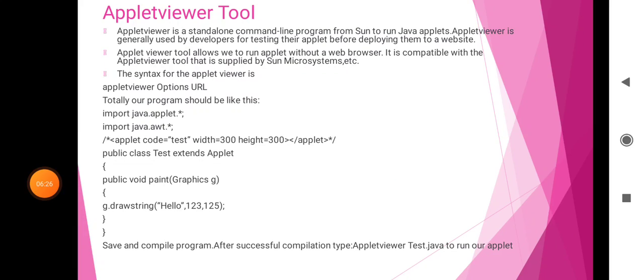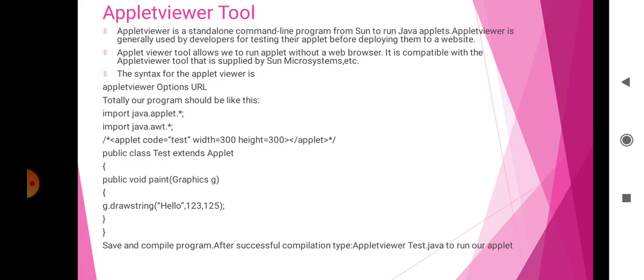Then Applet Viewer tool. Applet Viewer is a standalone command line program from Sun to run Java applets. Applet Viewer is generally used by developers for testing their applets before deploying them to a website. Applet Viewer is included with Sun's JDK package but not with Sun's JRE package. The Java Applet Viewer tool allows us to run applets without a web browser, and it is compatible with the Applet Viewer tool supplied by Sun Microsystems.